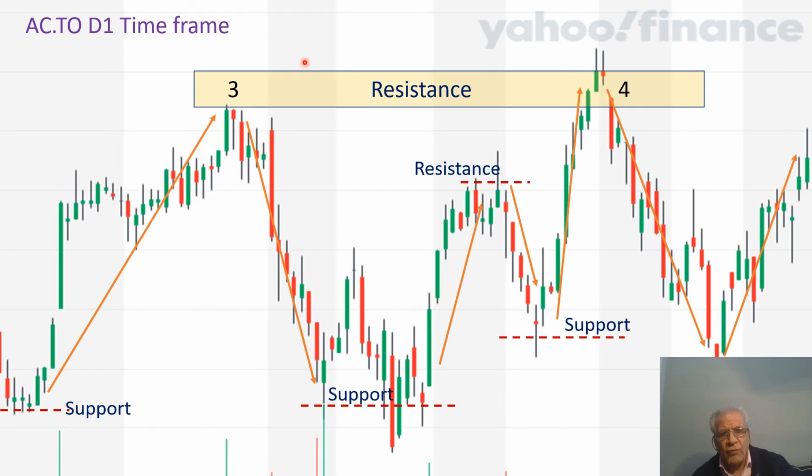This is again the Yahoo Finance Air Canada stock, and these are touches number 3 and number 4, and that is a very strong resistance level. So here the price goes upward, and it consolidates again here, and finally it reached this point, which is rejected by the resistance level.